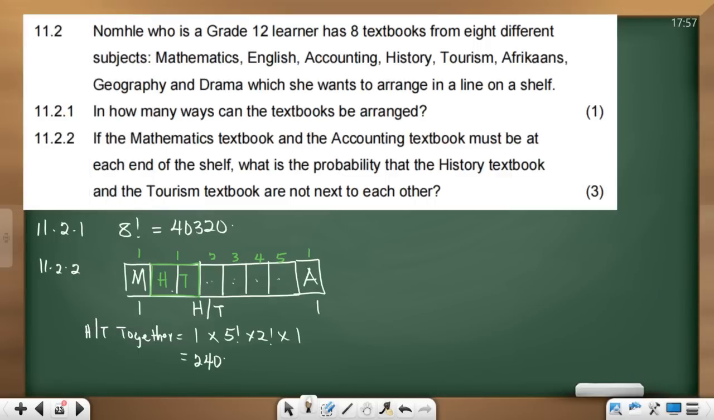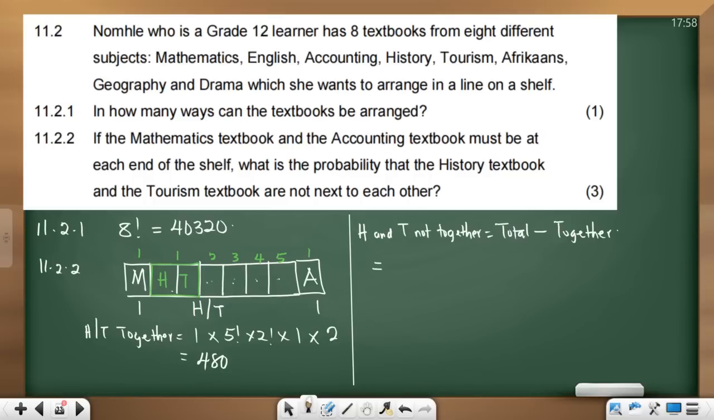So we're keeping the math there, accounting there. But remember, we can switch the math and the accounting, so times 2. So this gives us 480. This is if we keep the math and the accounting and the history and tourism books together. But we don't want them to be together. So history and tourism not together will be total minus together. But we are still keeping our maths and accounting constant.